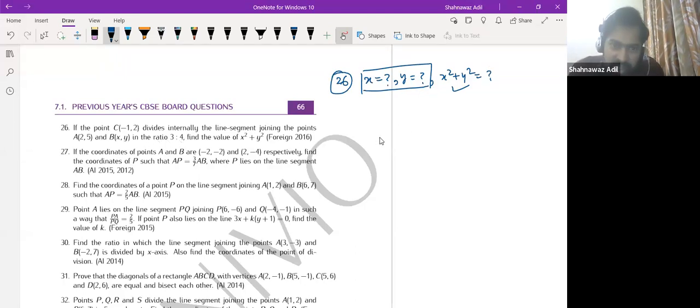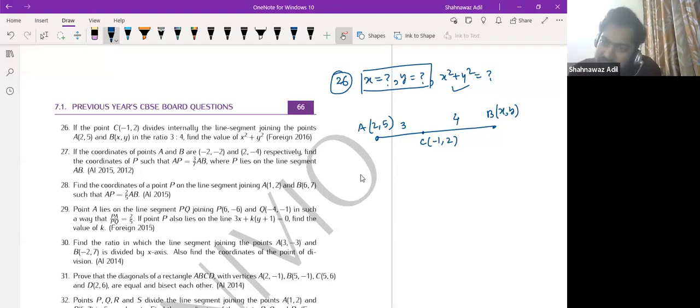So what are the points? If the point C, which is 1, minus 2, divides internally the line segment joining the points A, which is 2 comma 5, and B, which is x comma 1. Remember, this is x1, x2, y1, y2, and this is the coordinate that we calculate. The ratio is 3 to 4.